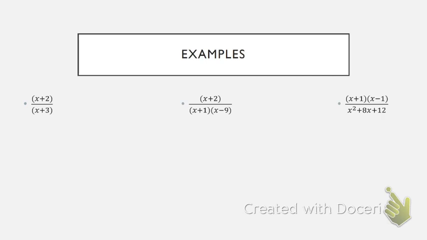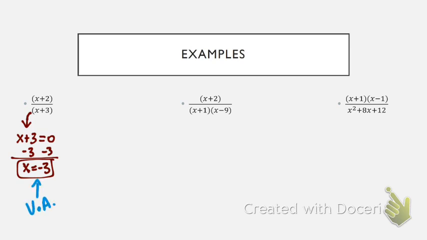So, we've got x plus 3. Any x value that gives me 0, that forces the denominator to be 0, cannot happen. So if x plus 3 is the denominator, then x equals negative 3 is my vertical asymptote. It's that easy. We cannot have 0 in the denominator. So any value that gives me 0 will turn into a vertical asymptote. So that's my vertical asymptote right there. X equals negative 3.